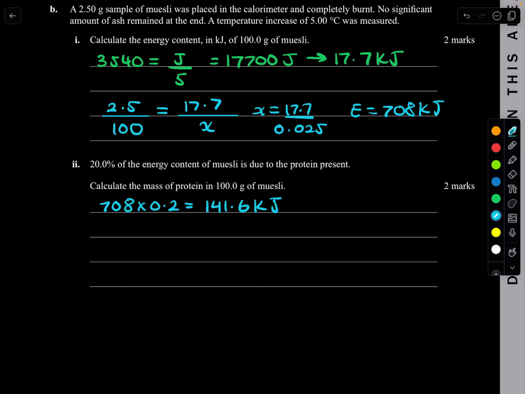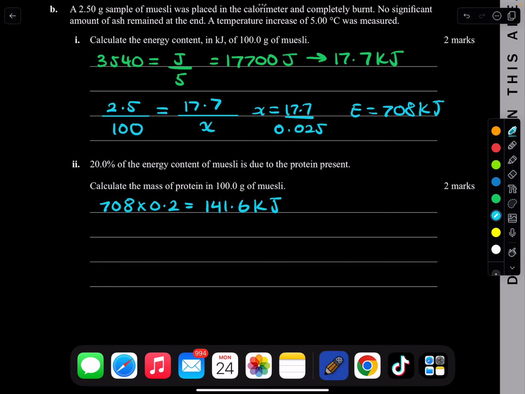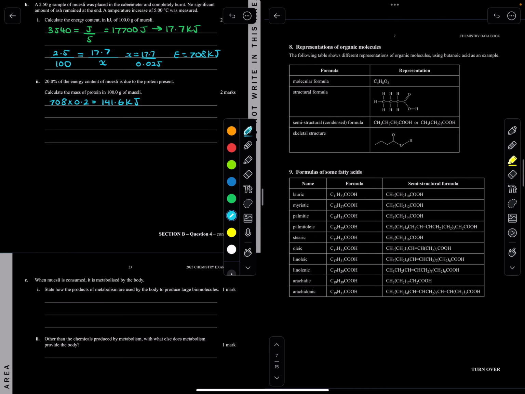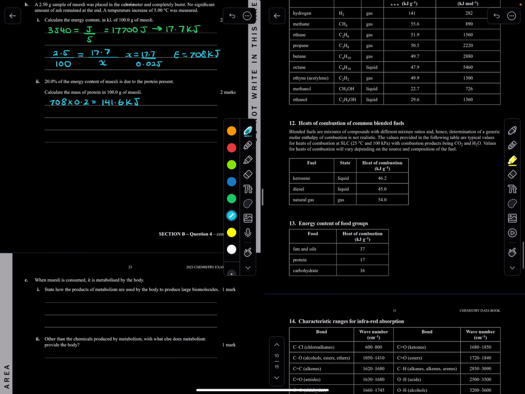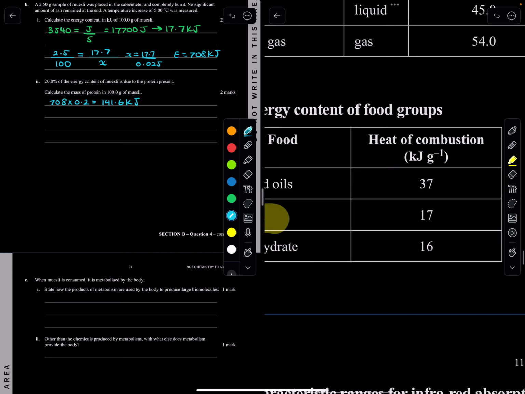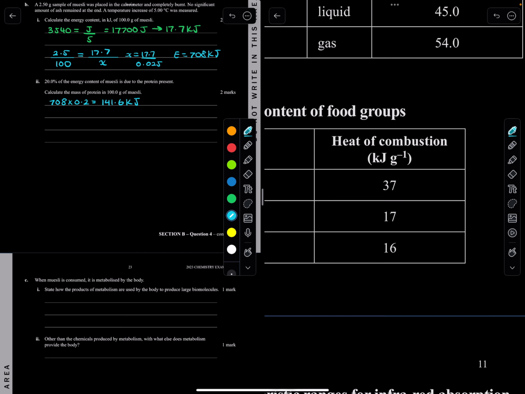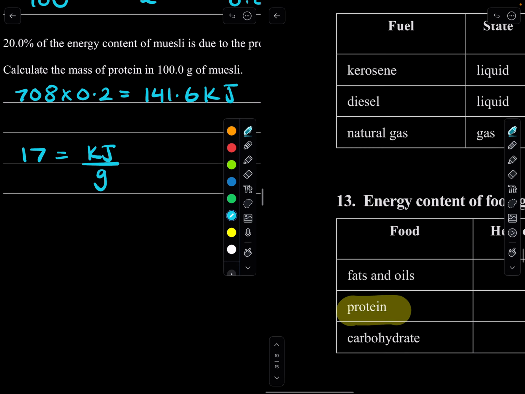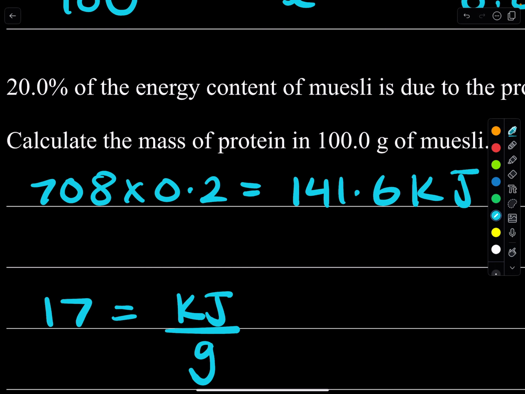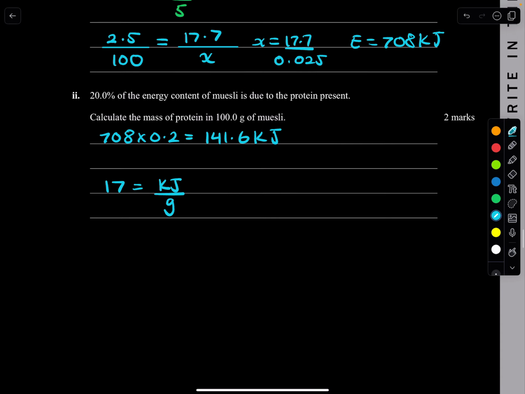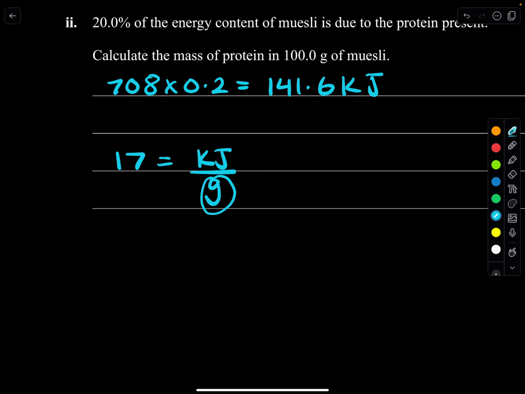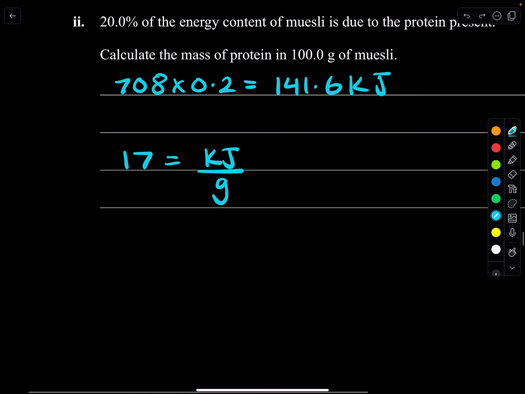And to calculate the mass of the protein, easy. If you look at your data book, what is the kilojoules of protein? There it is. Protein releases 17 kilojoules for every gram. So let's write that down: 17 kilojoules per gram. All right, so here's our formula basically. For every gram, we release 17 kilojoules of energy.